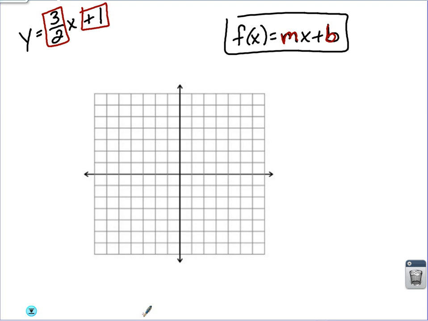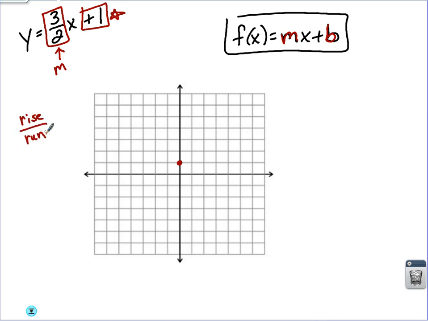We start with our y-intercept. We know that y equals 3/2 x plus 1 will always cross our y-axis at positive 1. So here's our y-axis, and I know that my line is going to cross at positive 1. Again, we remind you, you will always start here. Start with your y-intercept. We also know that our line has a slope of positive 3/2, and I want to remind you that slope is equal to rise over run.